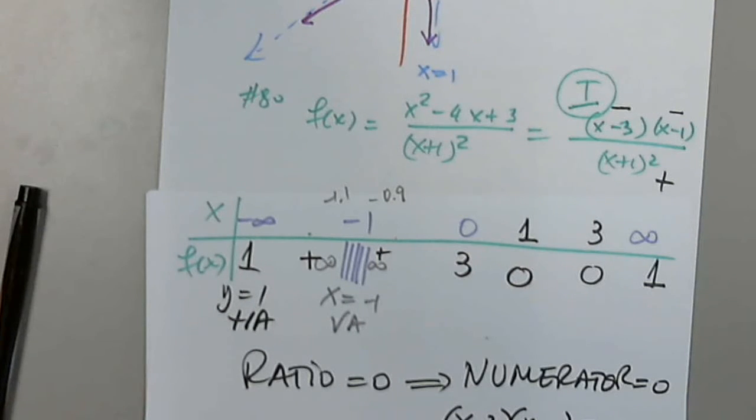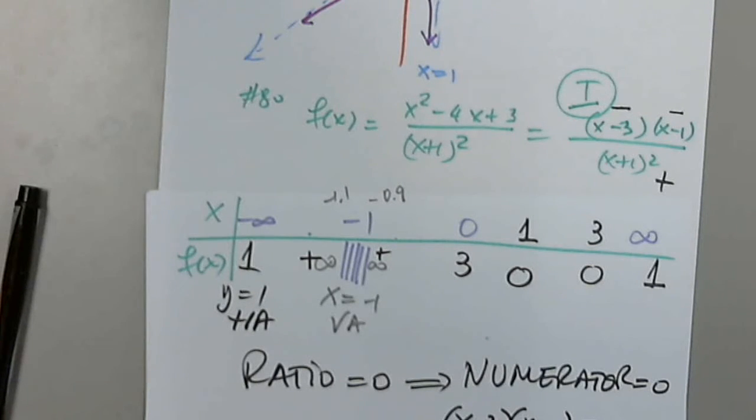From approaching 1, the function goes to infinity on the left-hand side of the vertical asymptote. Pretty clear, right? From approaching 1 to infinity. Is that okay? Good. Now here.